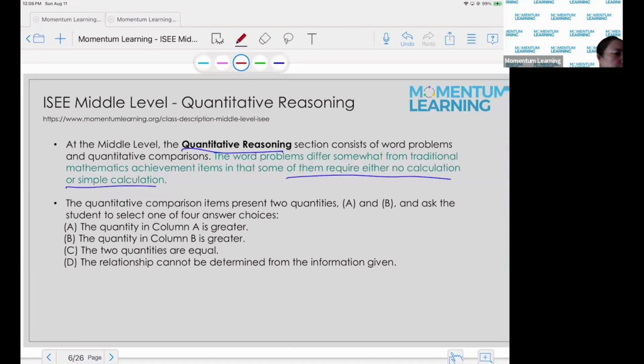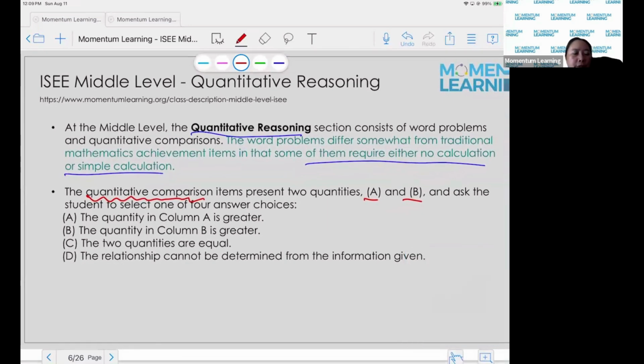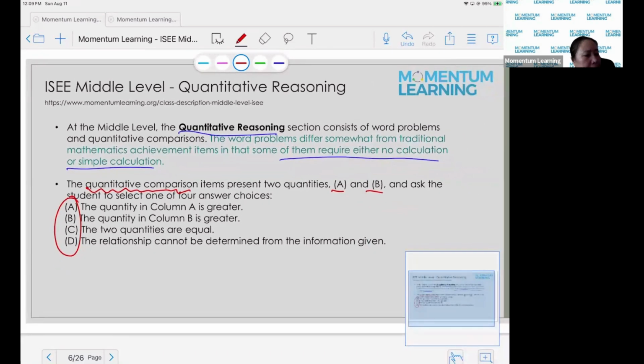Now, this type of quantitative comparison might be new to a lot of you. We need to compare two quantities, A and B, and decide: are they equal in value, is quantity A larger, is B larger, or can you not determine from the information given? Those are your answer choices, A, B, C, D, depending on how you compare the two quantities. This type is called quantitative comparison, and we will go over a couple of examples today here in the open house.